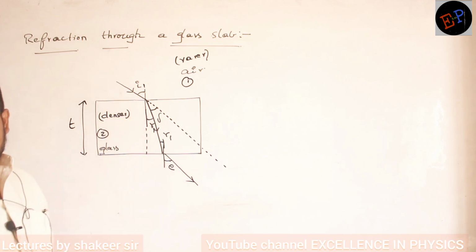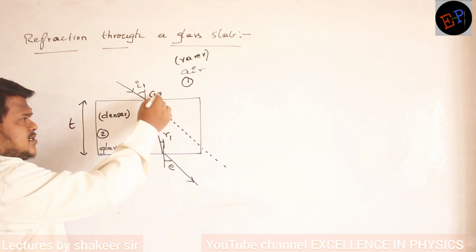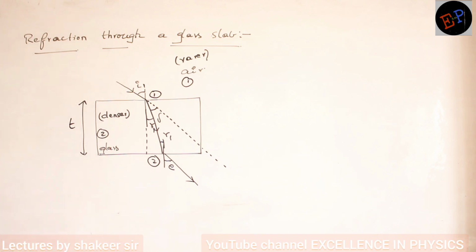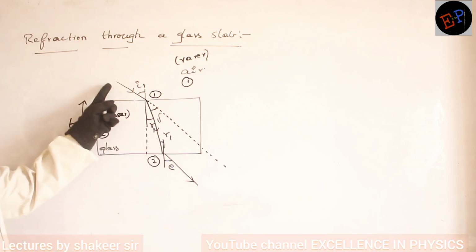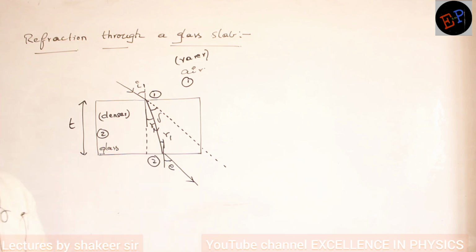finally after two refractions. At point number 1, the first refraction is taking place. At point number 2, the second refraction is taking place. Two refractions are there now. First here it is bending towards the normal and here it is bending away from the normal.